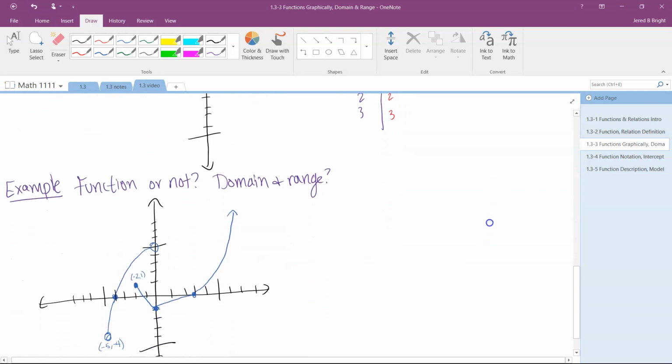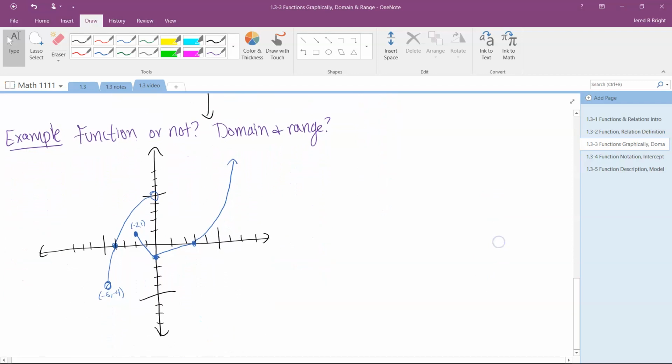Now for this final example, I want you to pause the video, take a shot at it, tell me if it's a function or not first, and then take a shot at domain and range. Resume the video when you're ready.